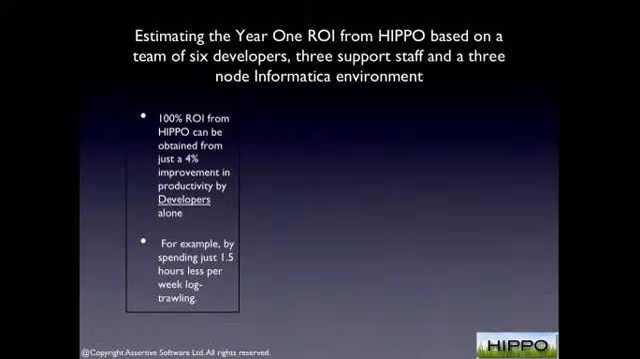Let's look first of all at log trawling. As you know, developers spend a lot of time log trawling. HIPPO can return a 100% ROI just from a 4% improvement in productivity by developers alone. And what that would mean would be, for this size of team, spending just 1.5 hours less per week log trawling. That gives you a return on investment straight away, and I would argue that your developers are going to be a good deal more productive than that.